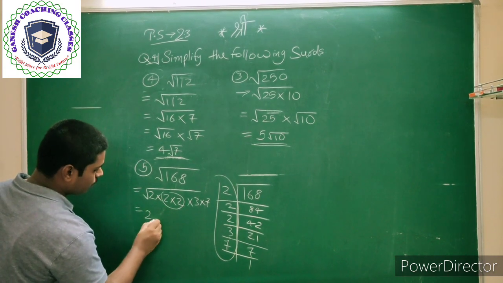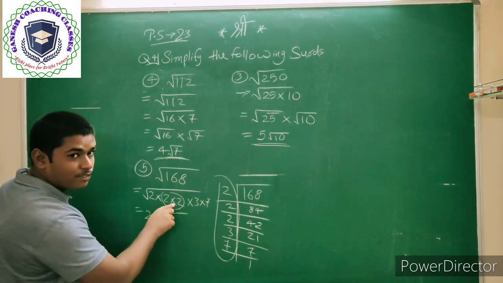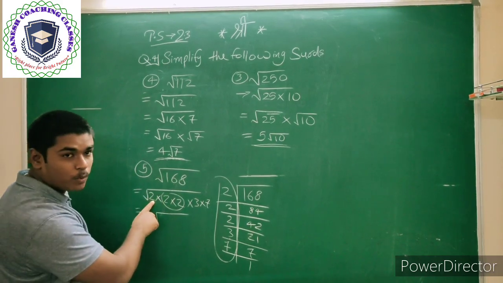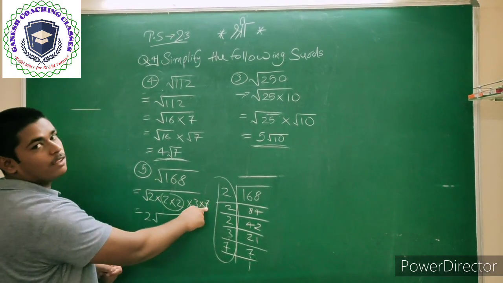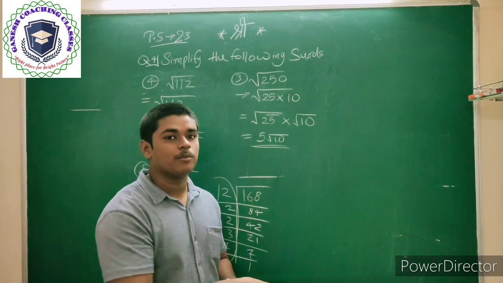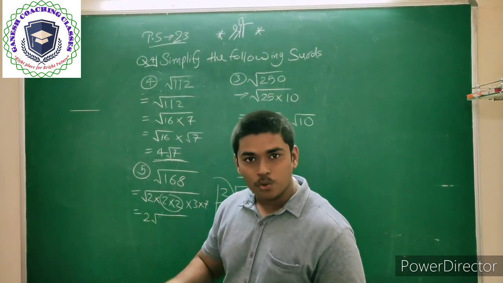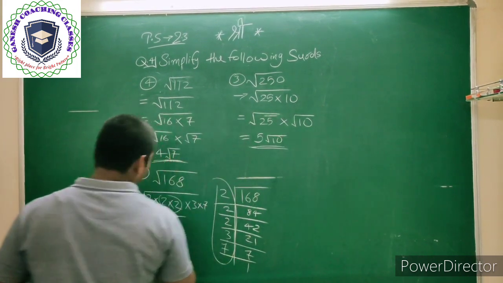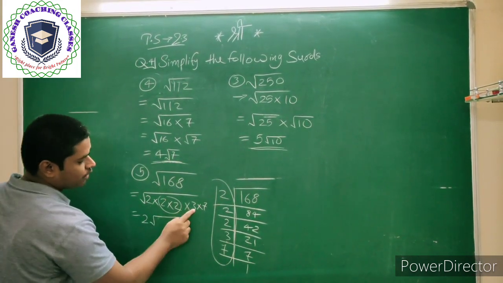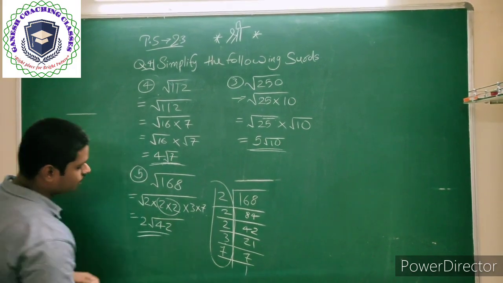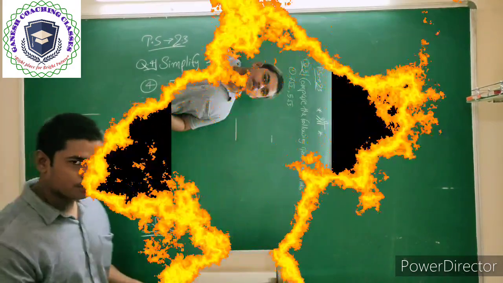Okay, and for the rest, these numbers are 1 time: 2 is present only 1 time, 3 is present only 1 time, and 7 is present only 1 time. So we will leave these numbers as they are inside the root. Here 2 3s are 6, 6 7s are 42. So we got the final answer, that is 2 root 42.